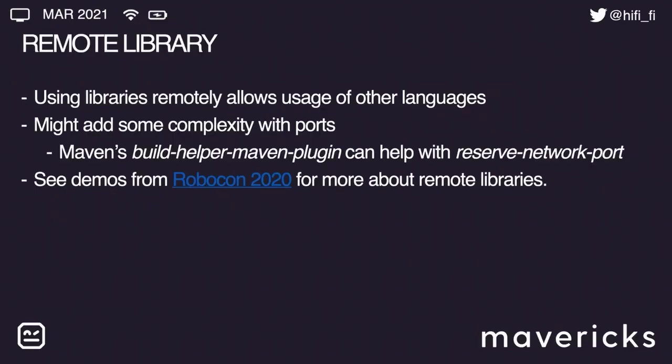So the second option would be to use the remote library. There was a presentation about that at RoboCon 2020 and also a workshop this year. So if you're interested in how that really works, please check those. And just mentioning the build helper Maven plugin that can help to get the ports needed for the remote library when running locally. But as said, the remote library has been spoken about a bit, so nothing more about that.